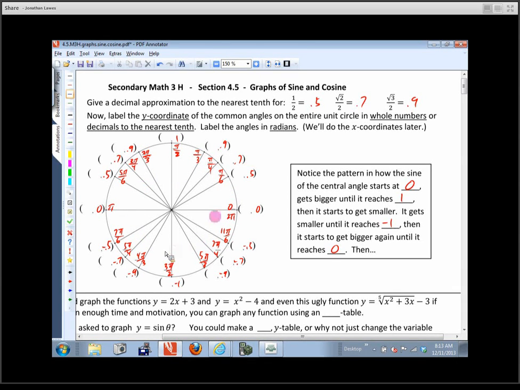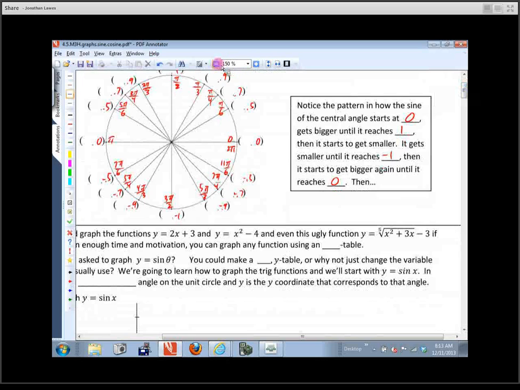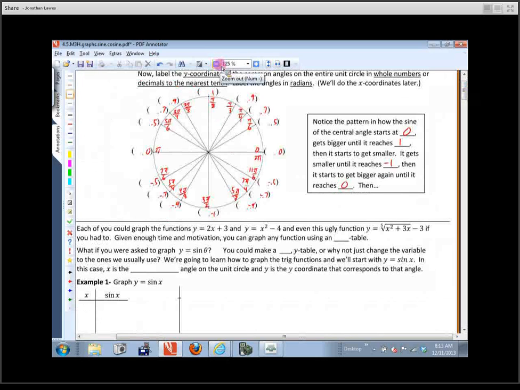What would happen if I kept going around the circle? What would happen to this pattern? Would it change at all? No, it's the same thing. It just goes over and over and over again. We talked about that before. We talked about how this pattern for the sine ratios kind of repeats. Okay? So here's what we're going to do for a little bit today.